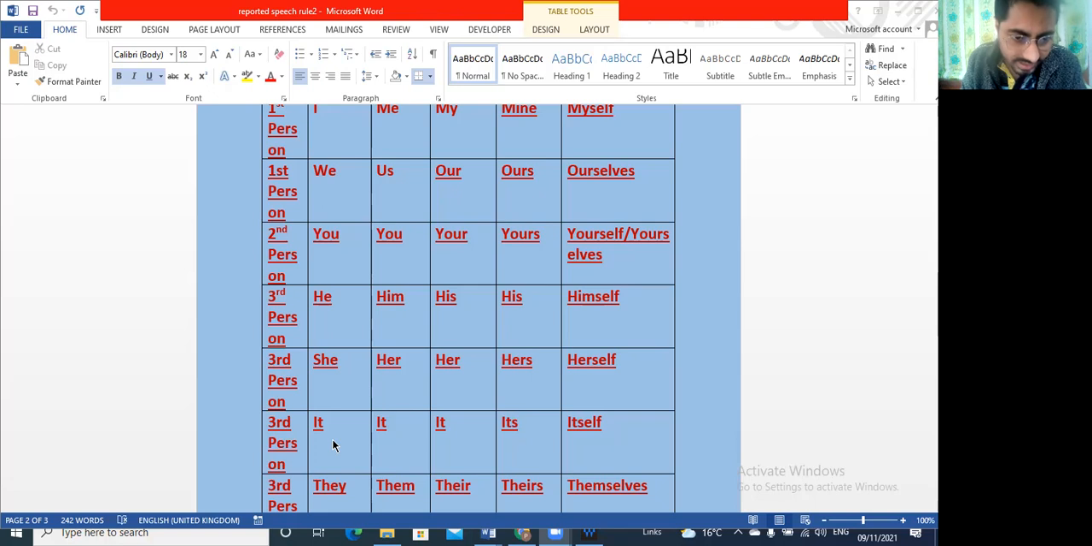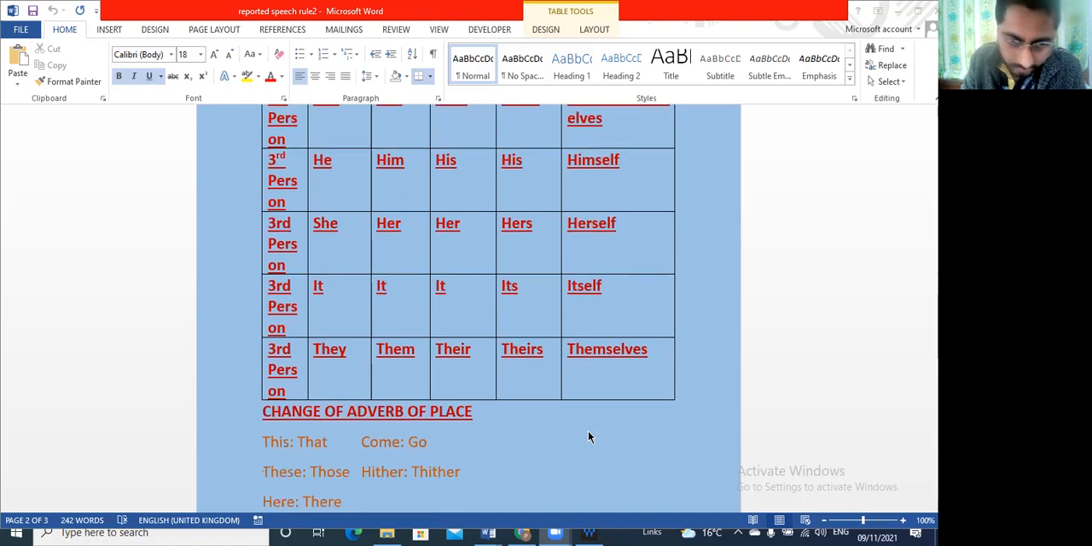So what is the objective form of it? It. It never changes. What is the subjective possessive case of it? Its. What is the objective possessive case of it? Its. What is the reflexive form of it? Itself. Here I have already told you SELF represents singular form.